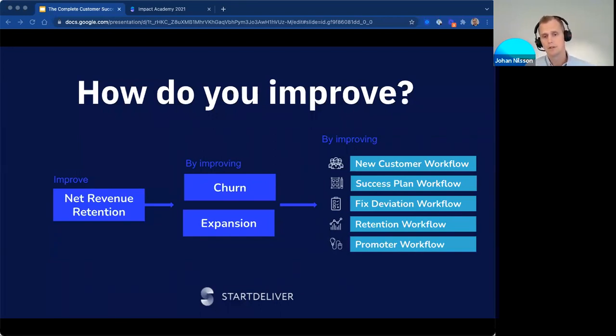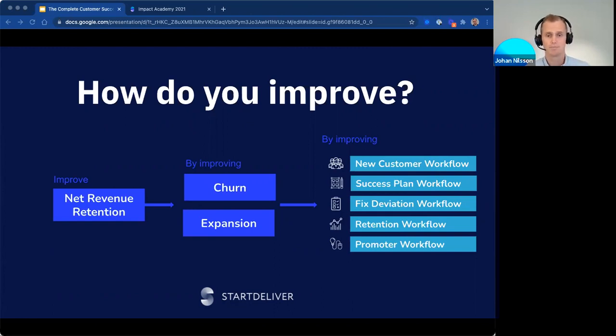And how can we do this in the day-to-day? Well, we have identified 5 different workflows that we in customer success have a direct control over, that we usually work on in our day-to-day business. And those are, number 1, new customers, basically onboarding or trial conversion. Success plans, how well do we plan for a next step with the customer? How well do we make them take the next step?